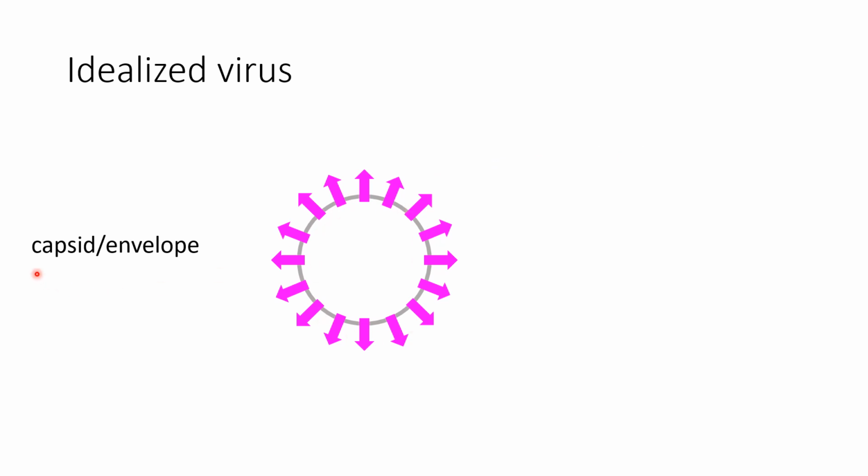The shell can be called a capsid or an envelope. If it's made entirely of protein, it's a capsid. If it contains a lipid bilayer, it's an envelope. I've represented here an envelope where the gray would be a lipid bilayer, similar to the cell membrane, the boundary around cells. And I've embedded in that a virus-coded protein. That's the virus attachment protein.